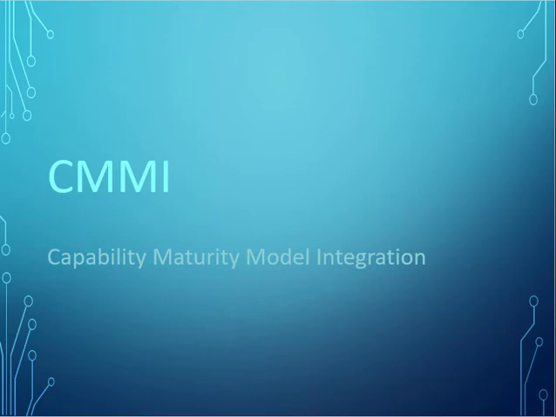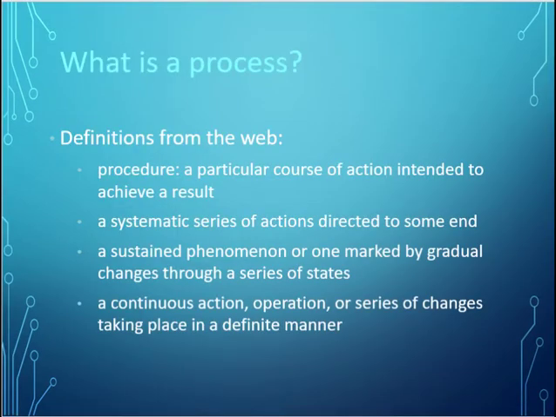CMMI, the Capability Maturity Model Integration, is a process level appraisal and improvement strategy. So we've been kind of talking in circles about what is a process. In order to really tie it down, here are some definitions that I found from the web. Basically, a process is a sequence of actions that you're going to do that are directed at achieving a particular goal.